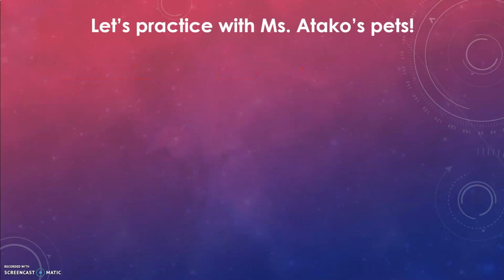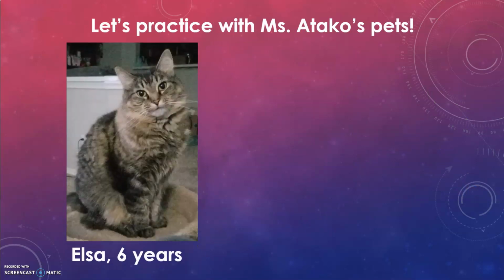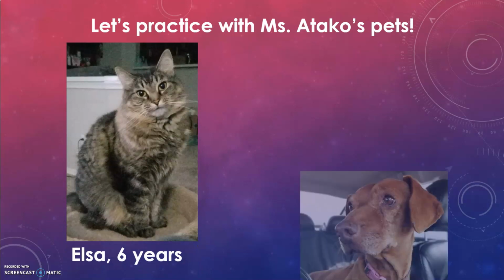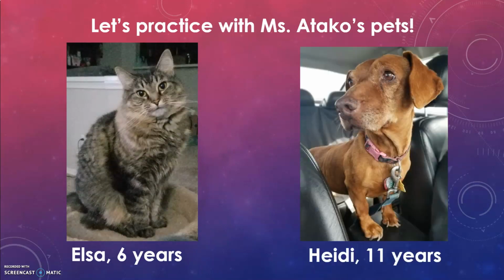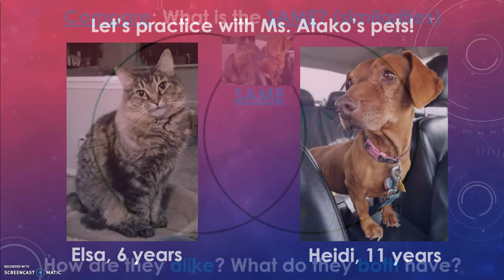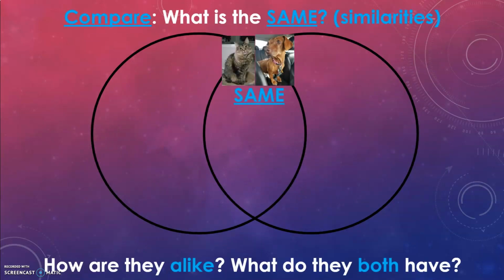Let's practice with Miss Ataco's pets. This is my cat, Elsa. She's 6 years old. And this is my dog, Heidi. She's 11 years old. Let's compare Elsa and Heidi. We're going to look at what is the same, or the similarities. How are they alike? What do they both have?